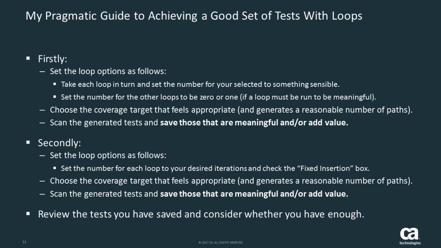Then in the optimizer, choose the coverage target that feels most appropriate and generates a reasonable number of paths. Again, less than 20, I would say. Of the generated tests, review those and save those that are meaningful and or add value. The combinations and permutations that look most interesting. Certainly there'll be one path which involves the desired count for each loop. So that will be quite a complex test, but that will be the test to end all tests in your plan. When you've done that, review all the tests you've saved and consider whether what you have in front of you is appropriate to give you the desired level of confidence.